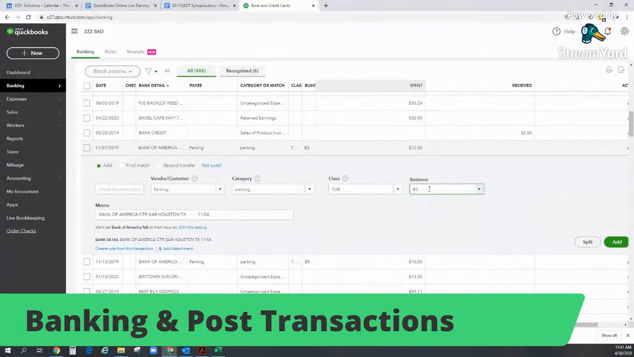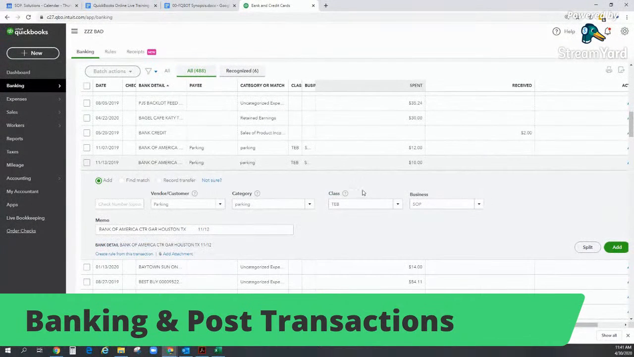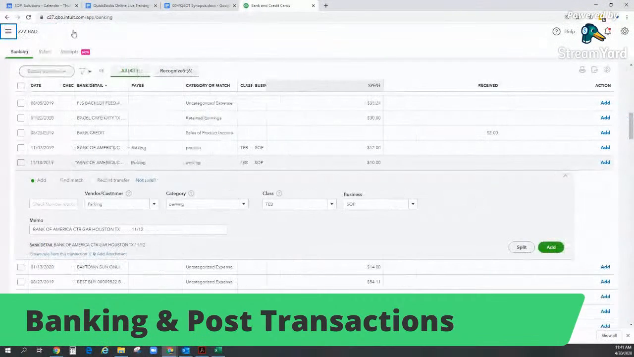And then I'm going to have a business for RE. So this was for SOP, as the business, SOP. And this is for TEB. All right. And I got parking again. And it remembers the previous one. Which could be a bad thing, which is why you have to babysit.